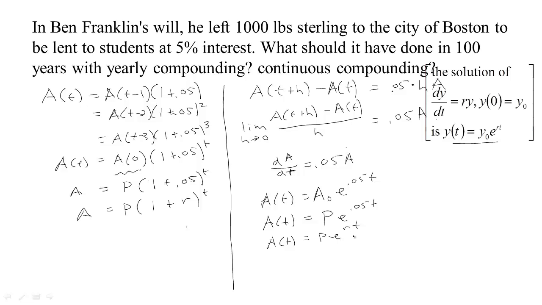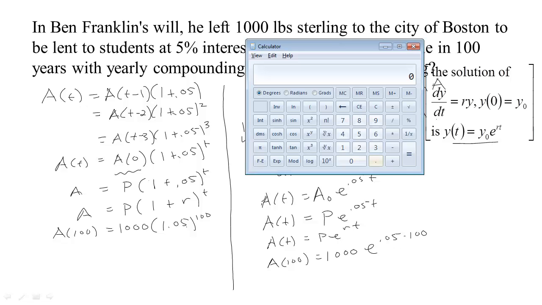Okay, let's look at both cases now. If it was compounding each year for 100 years, we'd have the principal, which is 1,000 pounds, times 1.05 to the 100. On the other hand, if it was continuous compounding, we should get more because we're earning interest on the interest sooner, in this case e to the 0.05 times t. Here, t is 100 years. Let's get an approximation to those two numbers.